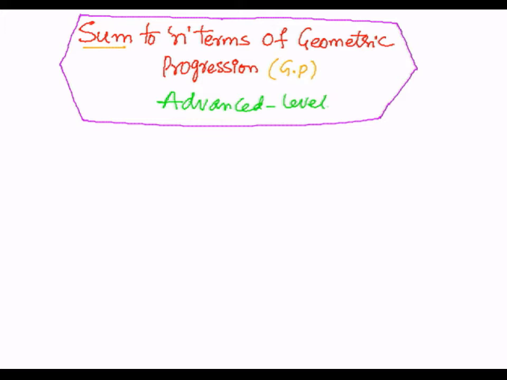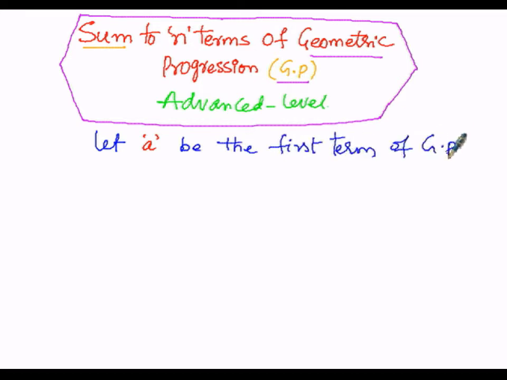Since we are going to find out a formula for the sum of n terms of the geometric progression, that is GP, first of all, we are going to assume: let A be the first term of the geometric progression and small r be the common ratio.